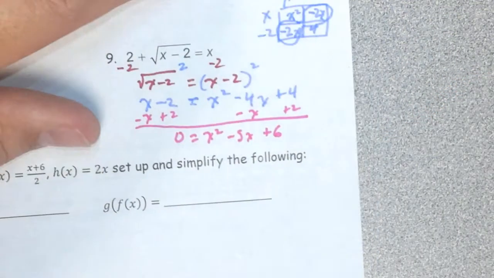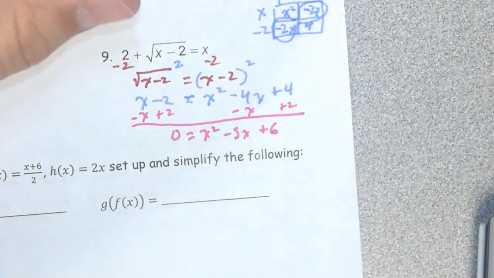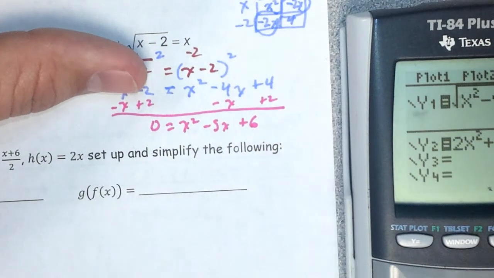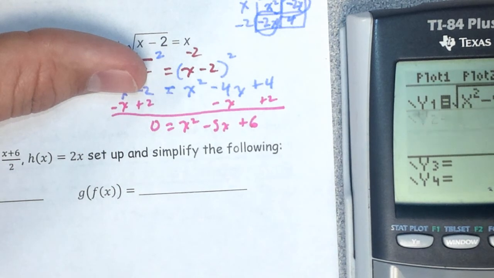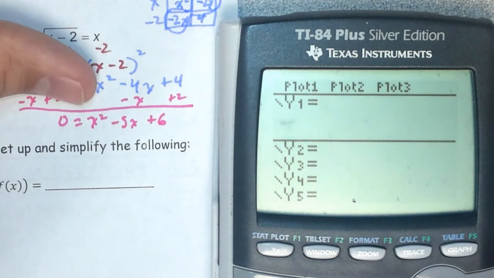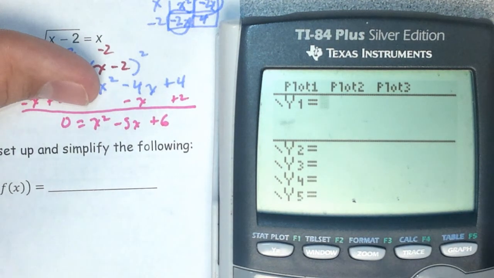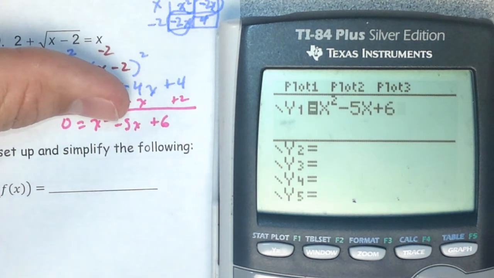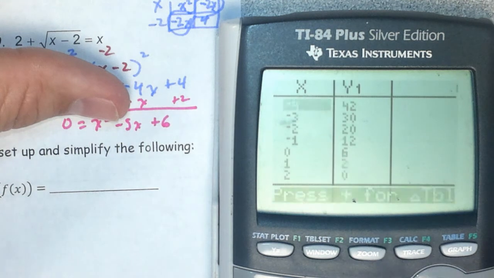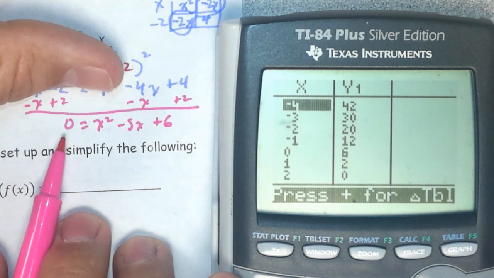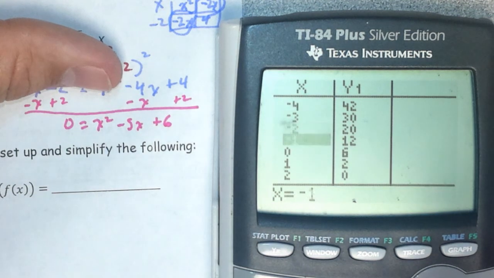You can do the box method, expand it out, and get the factors. Or I can plug this in the calculator. I'm going to go ahead and clear this off real quick. And I'm going to plug that in. X squared minus 5x plus 6. Once I have it in here, I'm going to go to the table. And I want my zeros. I want to know where it's equal to 0. So I have zeros.